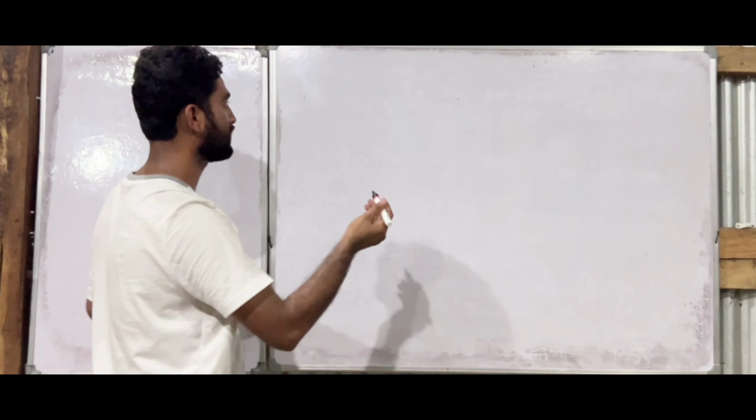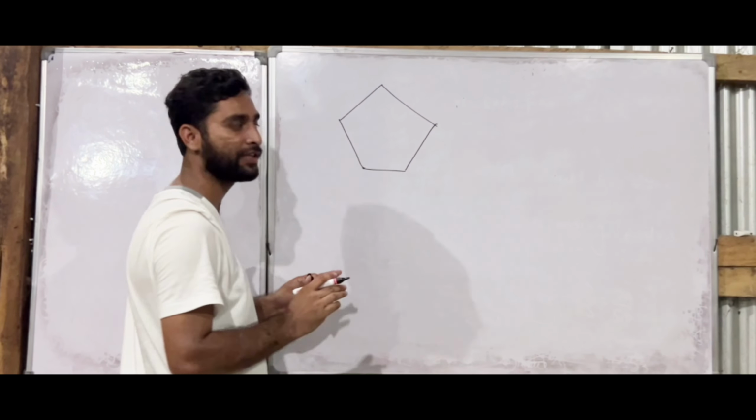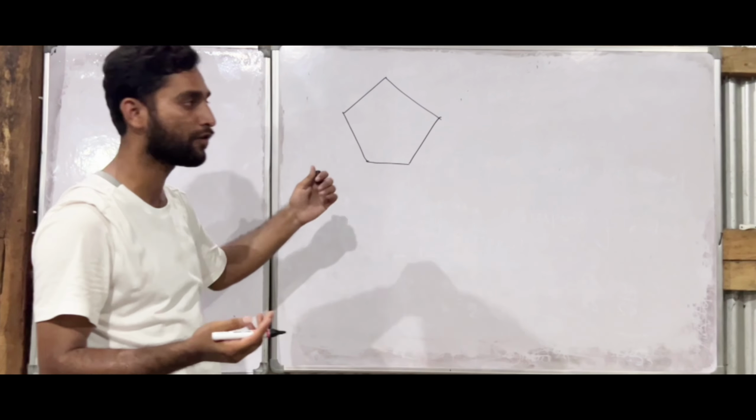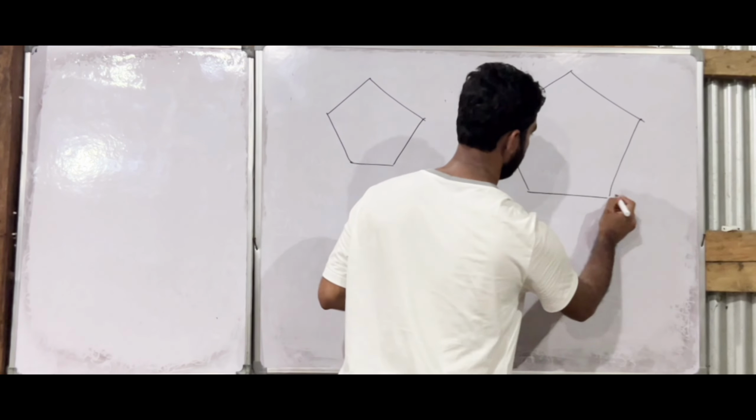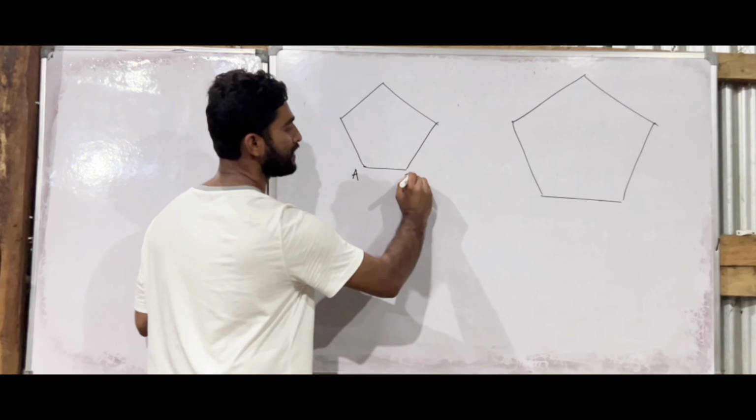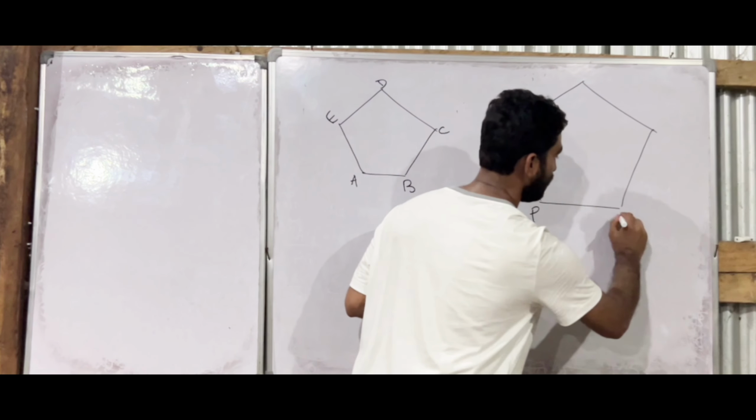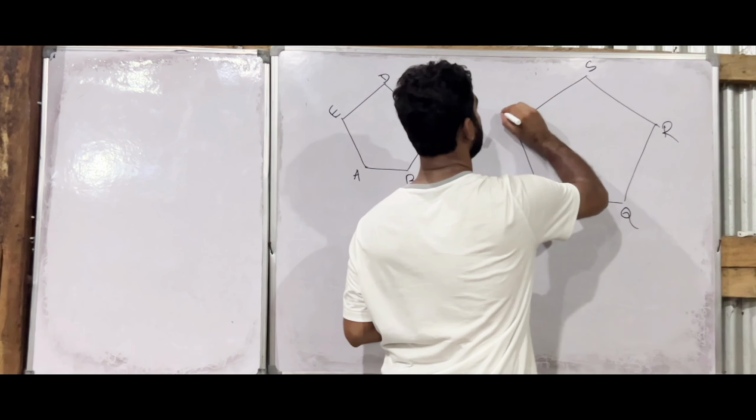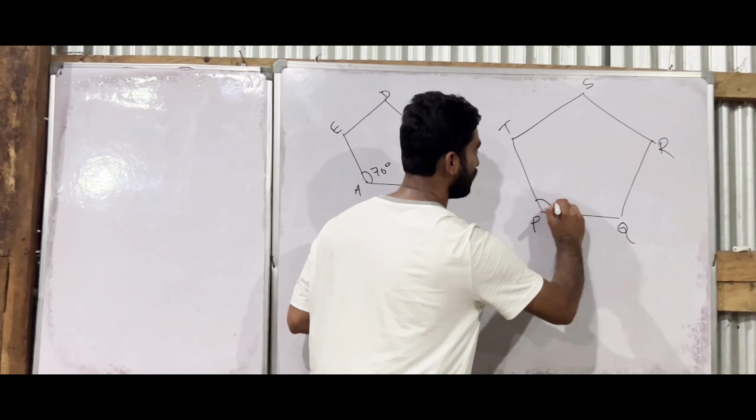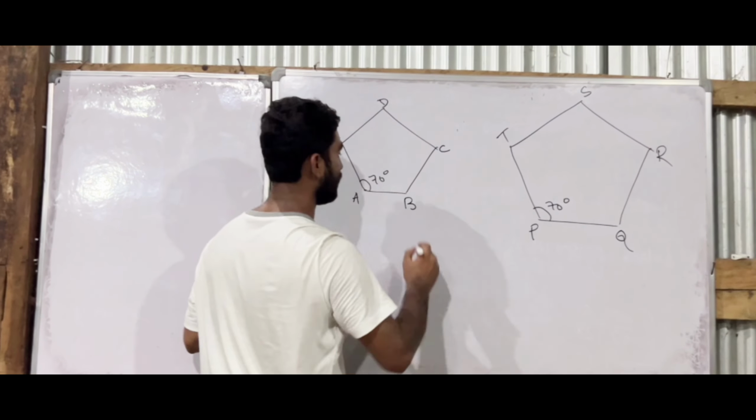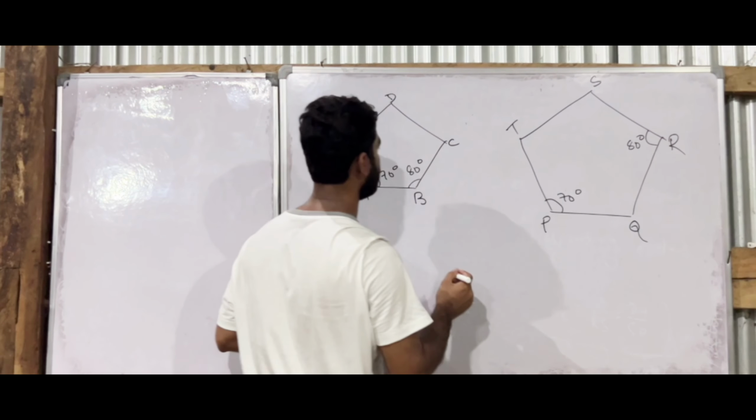Now, for example, here I will draw one polygon. All of you are familiar with this polygon. Polygons having 5 sides are called pentagons, isn't it? Now any name we can give. Let's suppose this one is A, B, C, D, E, and this one is P, Q, R, S, T. Let's suppose angle A is 70 degrees, and angle B is 80 degrees.